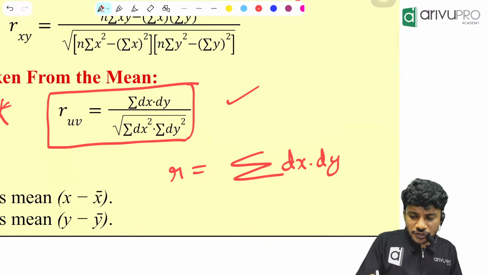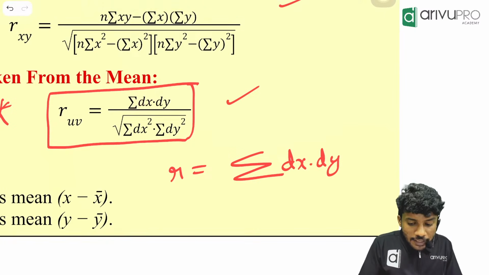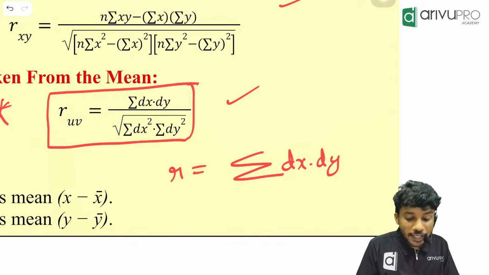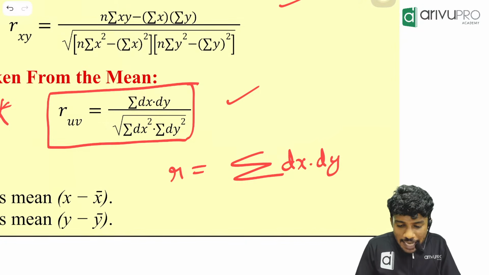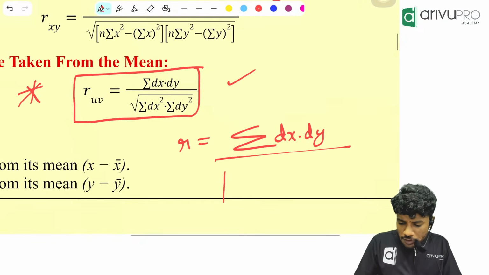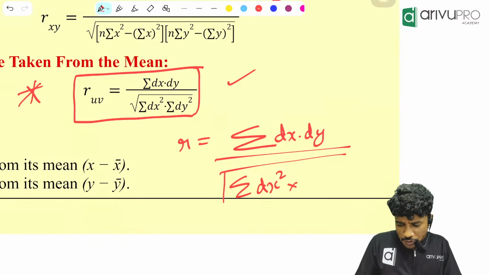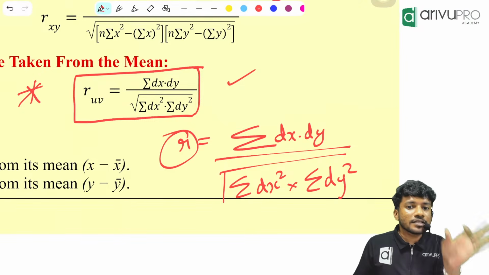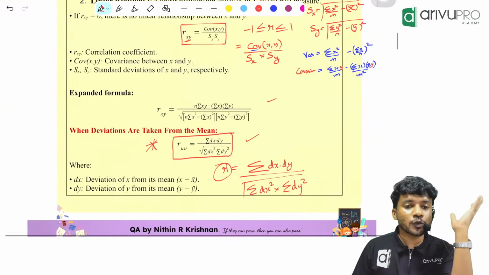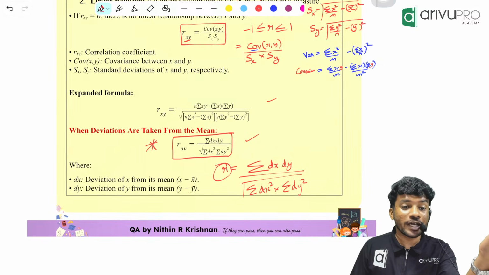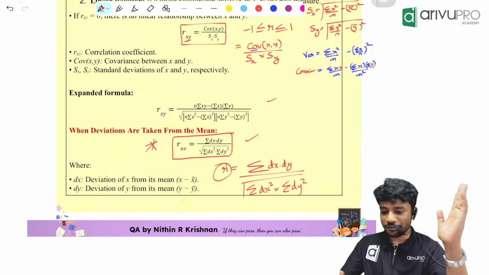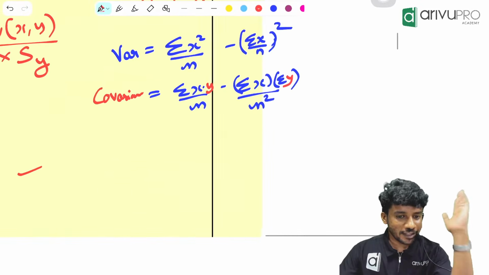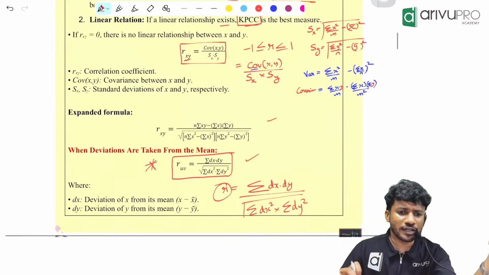Then we were in the middle of this. So people, summation of product of deviation, that is sigma dx into dy, we need to take the product and we need to add them. That divided by root of sigma dx square into sigma dy square is our value of R. That is the third formula for R. And we need to know all the formulas. First formula was what? Covariance divided by standard deviation of x into standard deviation of y.